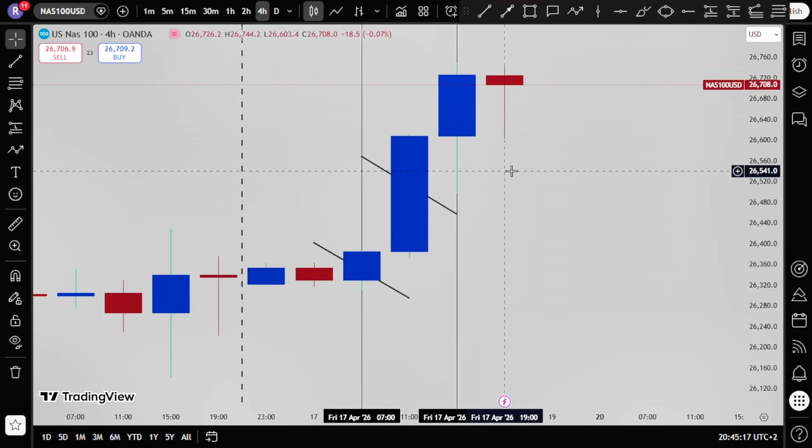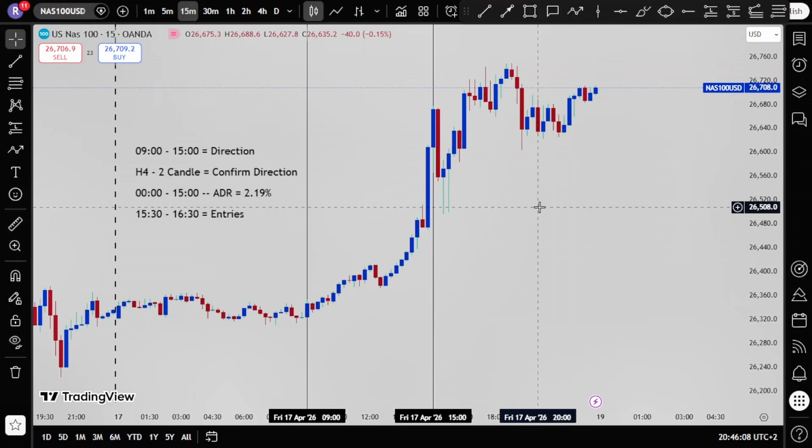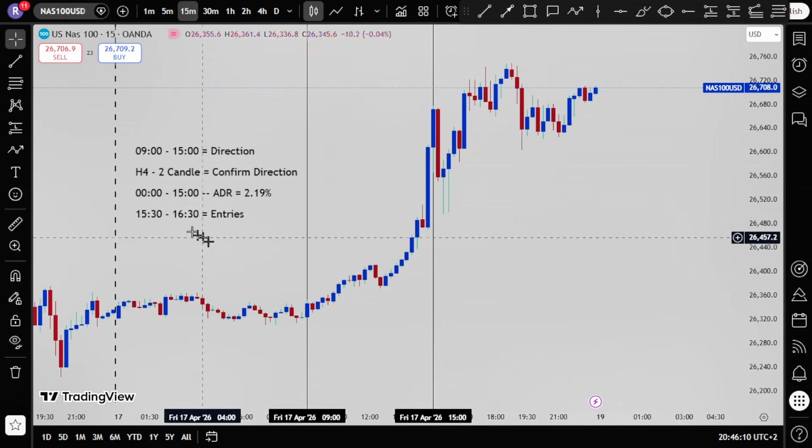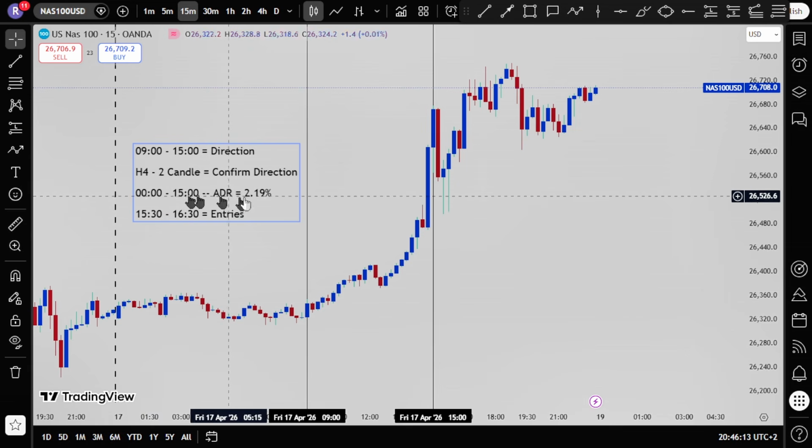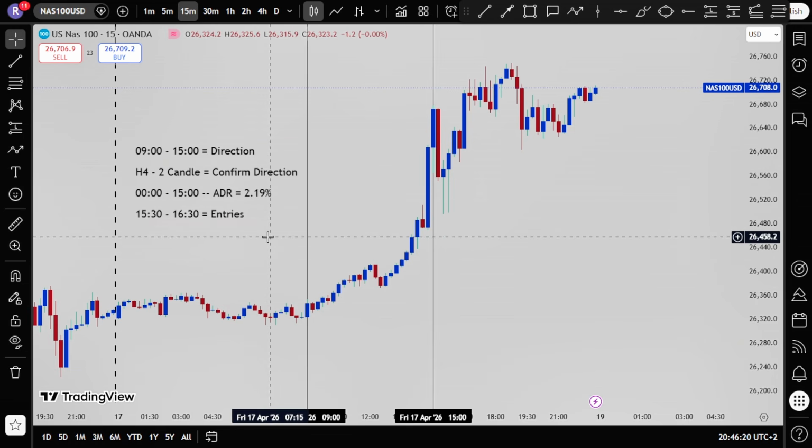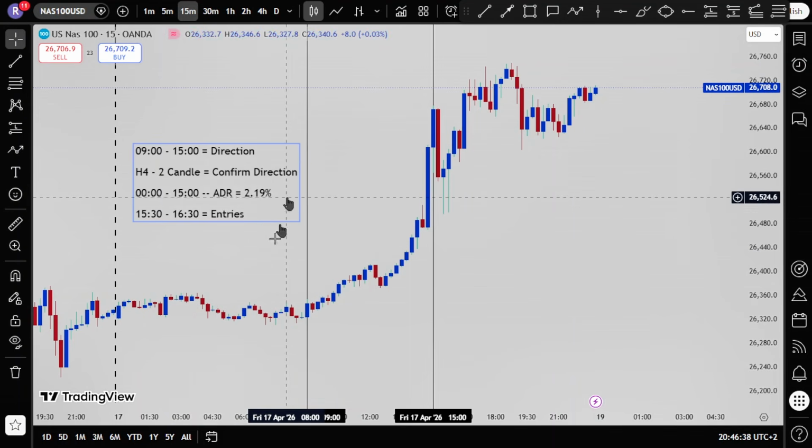So that means that continuation that we found is correct. Now to the next step, what we have, we've got midnight to 15 ADR. The ADR is 2.19. We started it at 2.19%. Now, the ADR is not the same. ADR gives us from one day to another day. On this day, it was 2.19%. It won't always be 2.19%, so don't make that mistake of thinking that it will always be the same in there. So this was the ADR for this day.